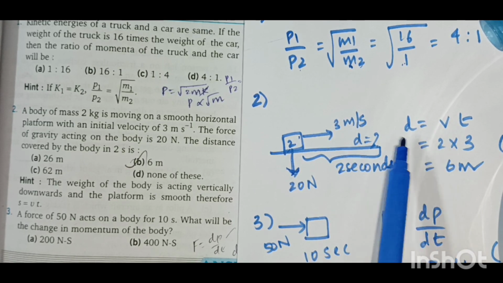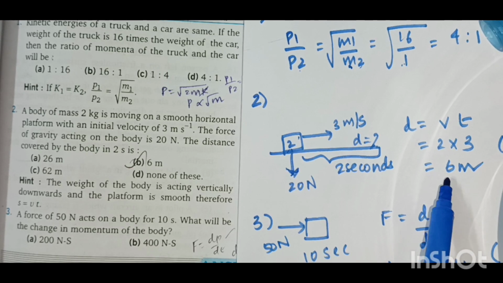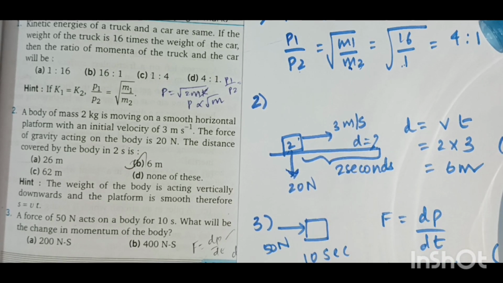What is the velocity? 3 meter per second. What is the time? They are asking 2 seconds, so 2 into 3, that is 6 meters. So the correct option is B.